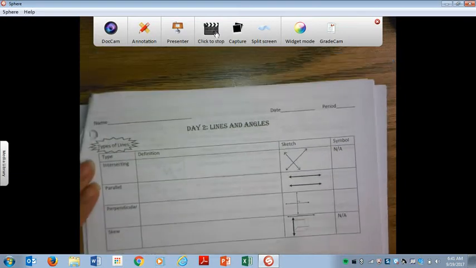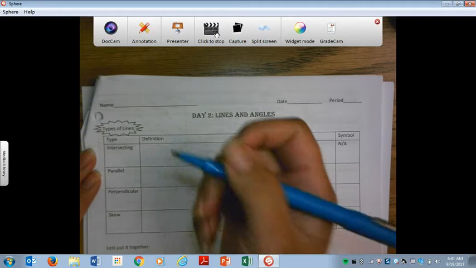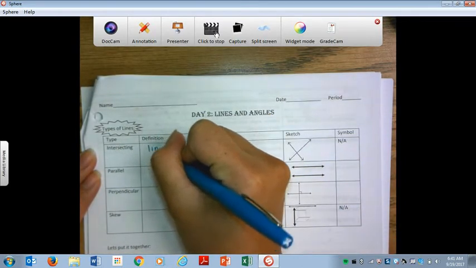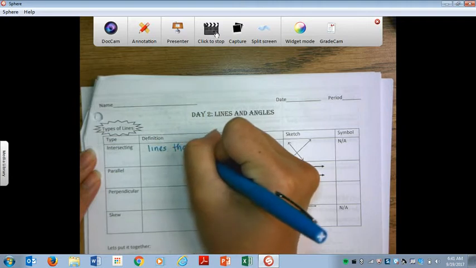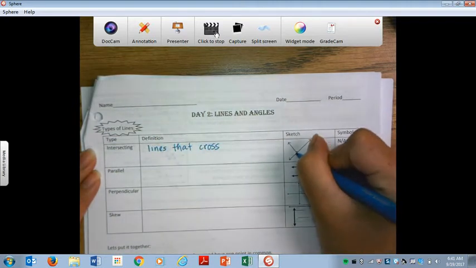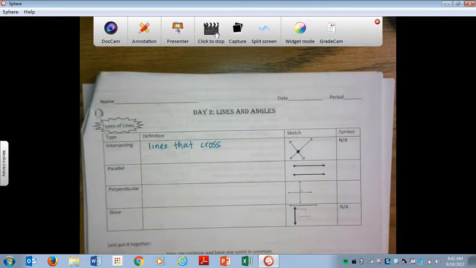So today we're doing day 2, lines and angles. The first term is intersecting. These are lines that cross, okay? Right here are two lines that cross, and here is the point of intersection.